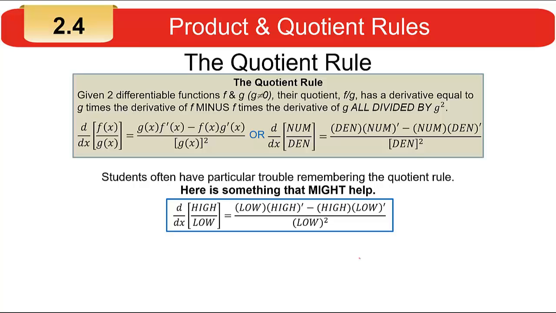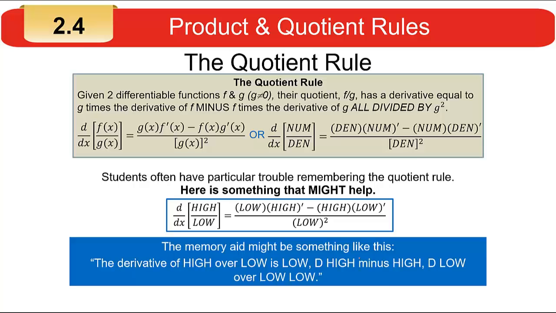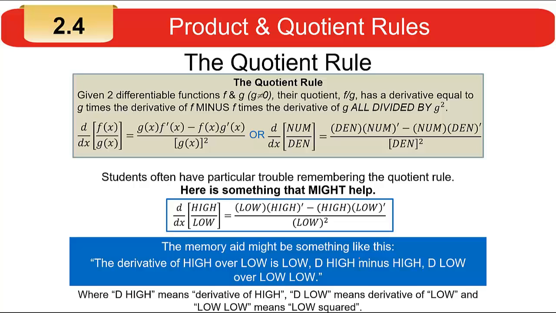Now, the reason I wrote it that way is it generates a memory aid that you can say. And if you think that helps, then that might be a good way to remember it. The memory aid might be something like this. The derivative of high over low is low d high minus high d low over low low. And in that context, d high means the derivative of high, and d low means the derivative of low, and low low means low squared. So if that memory aid helps you, there you go. The derivative of high over low is low d high minus high d low over low low. Use it if it helps.